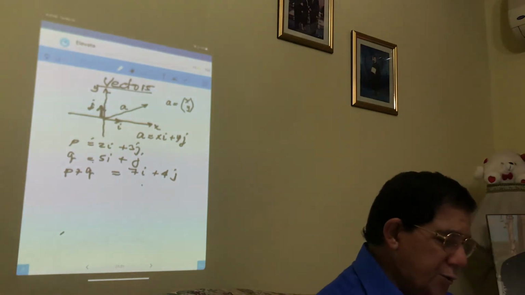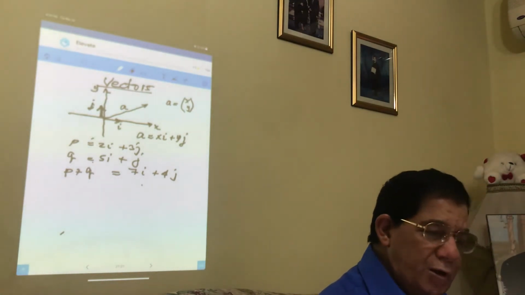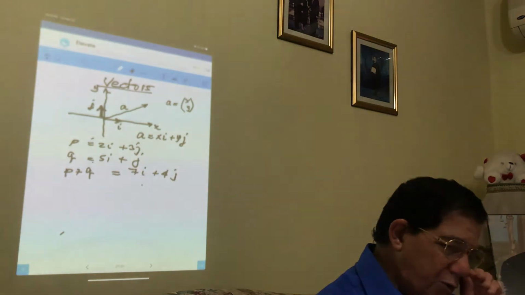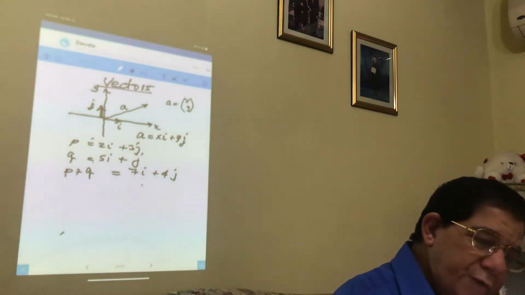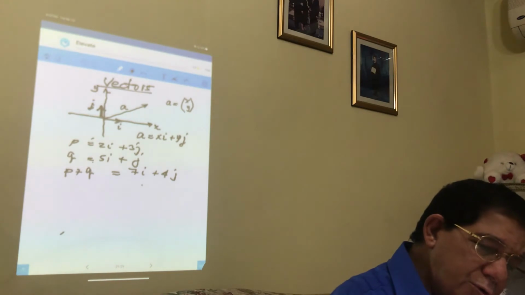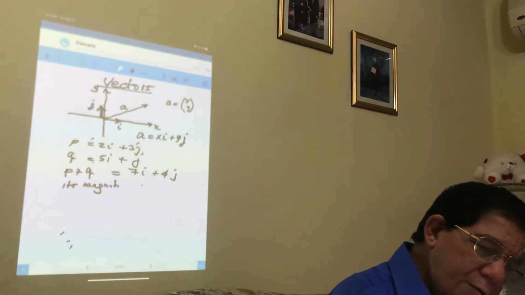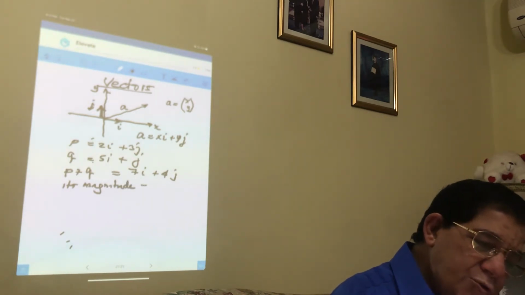And one more thing is, whenever you want to get the magnitude of a vector, and if I say to you, what is its magnitude? What's the magnitude of this? Its magnitude, we say the square root of 7 squared plus 4 squared, and that's all.